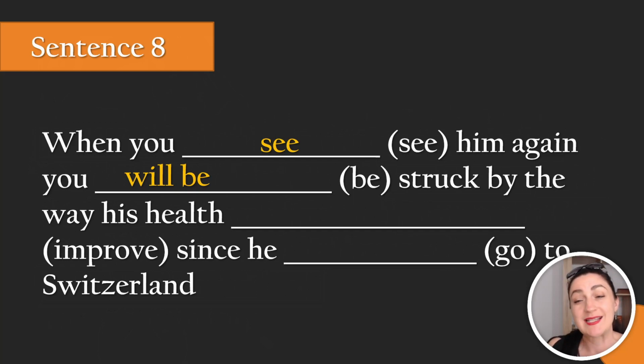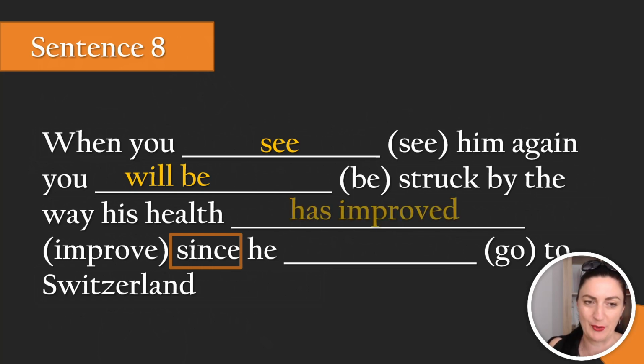The word since is a clear indication, that's right, that we need present perfect before it and simple past after it, because we need a specific point in the past after since, which in this case is expressed by past simple. When you see him again, you will be struck by the way his health has improved since he went to Switzerland.